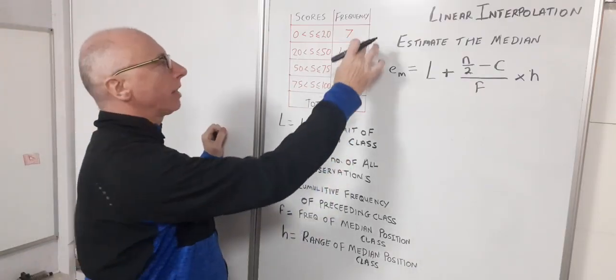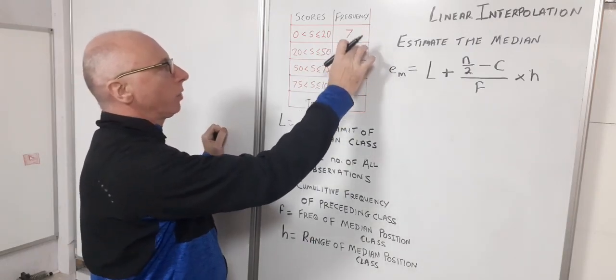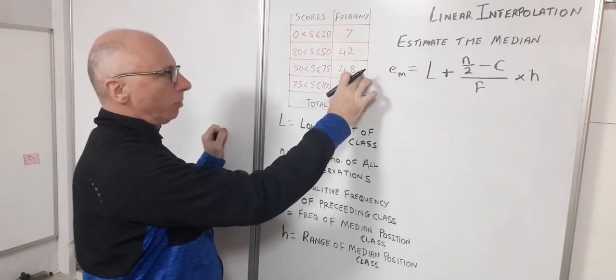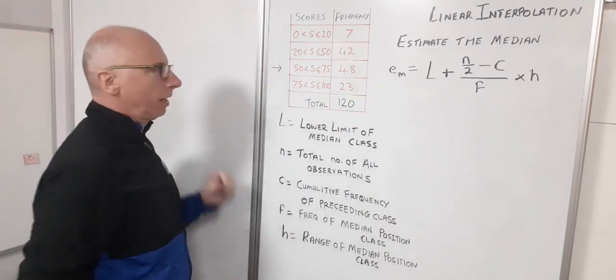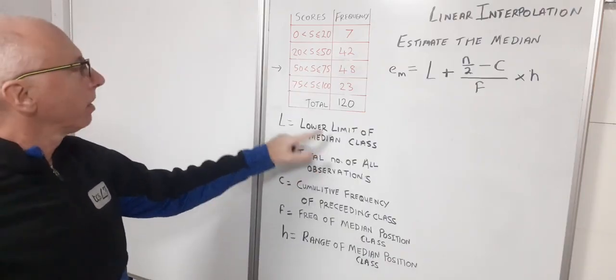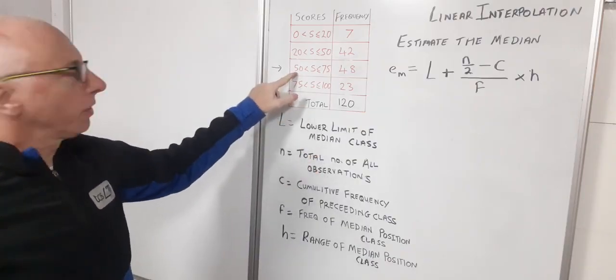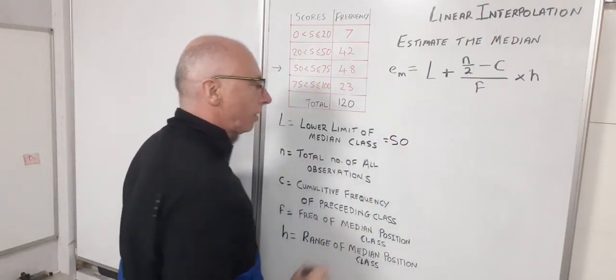So if we go along adding up, we'll find out which position the 60 is in here. So 7 plus 42 is 49. This one goes to 97. So our median position is in here. So the lower limit of the median class is in here, 50 to 75. So it's 50. So that's our L value.